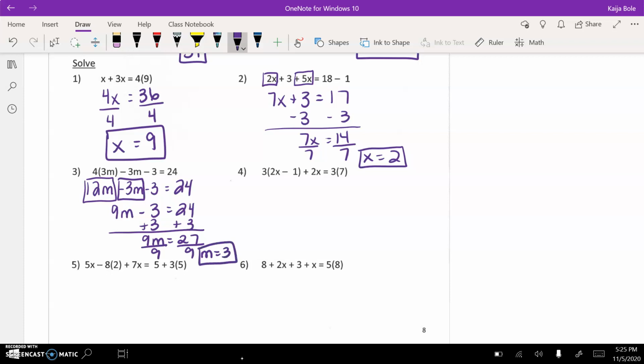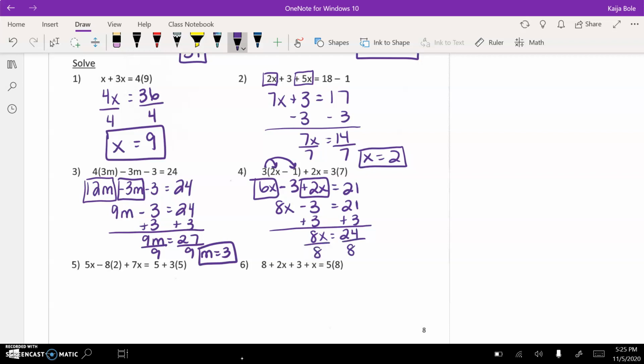Okay. Number 4, I need to distribute first. So I distribute the 3 to both parts. So 3 times 2x would be 6x minus 3 times 1 is 3 plus the 2x equals, and you can do this, the 3 times 7 is 21. So now I see I have a 6x and I have a plus 2x, so I can combine those. So I have 8x minus 3 equals 21. I will add 3 to both sides. So I get 8x equals 24. Divide by 8 on both sides. And I get x equals 3.